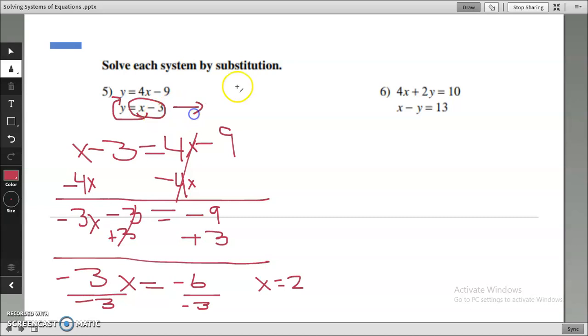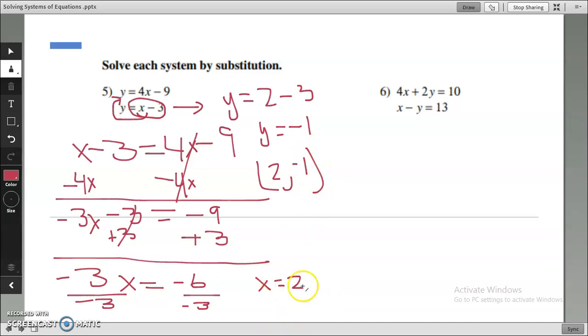So I'm going to choose the bottom one, and I get y equals, instead of that x, I'm going to put 2, minus 3. So y is equal to negative 1. So now I have my solution. My solution is at (2, negative 1). Let's plug it into the other one just to verify that I get the exact same answer. So I get y equals 4 times 2 minus 9, which is 8 minus 9, which is negative 1. We know that's going to happen because it is the place where they intersect. It's the place where they're both equal to each other.